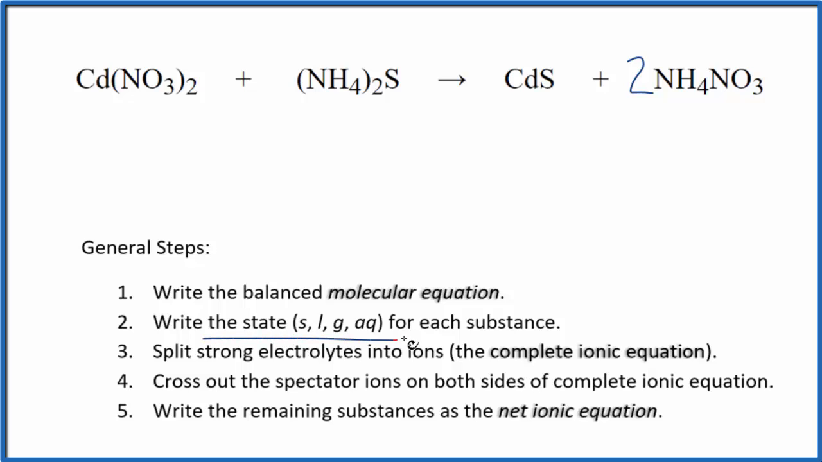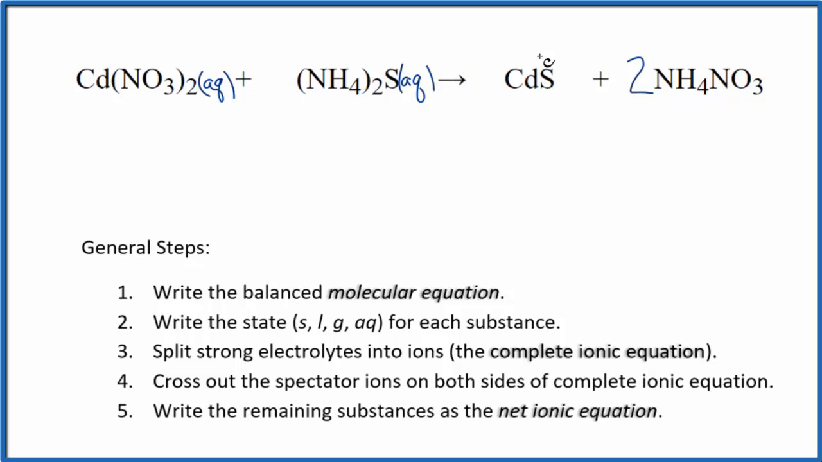Next, we write the state for each substance. If you know your solubility rules, nitrates are very soluble. Put a little aq there. Ammonium compounds are also very soluble, so aq. But sulfides in general are insoluble. So CdS, cadmium sulfide, that's going to be insoluble.